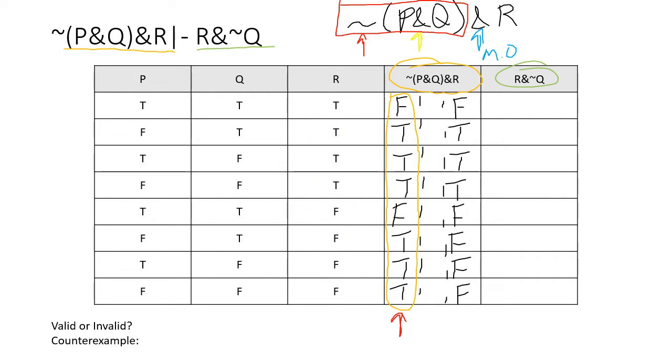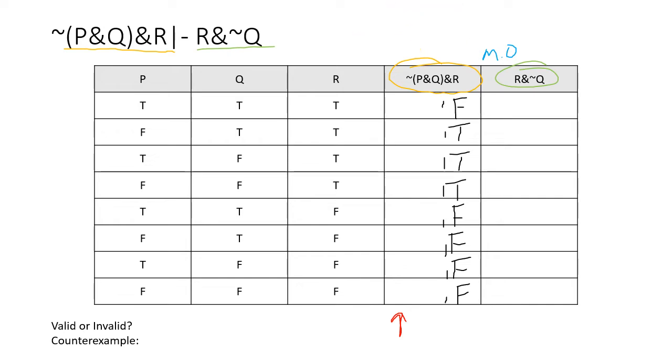And now we can erase this, and we can erase this because we don't need it anymore. We only care about the main operator. And so this column here represents the main operator, the one that's connecting the tilde P and Q with the R. And so that represents the value of the whole sentence based on the different combinations in each row. So now we just need to do the conclusion. Let's erase that.